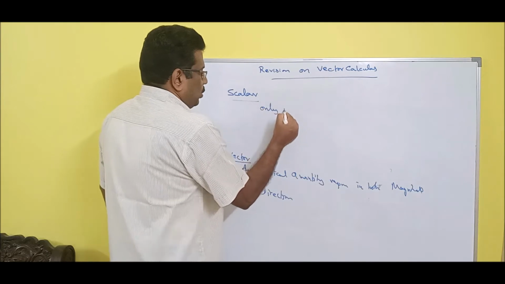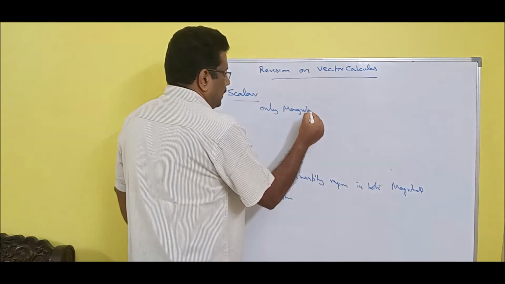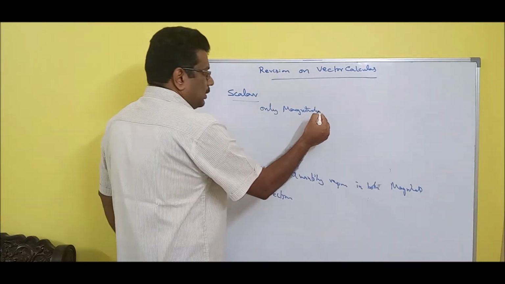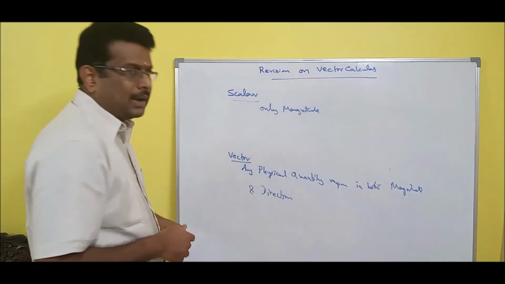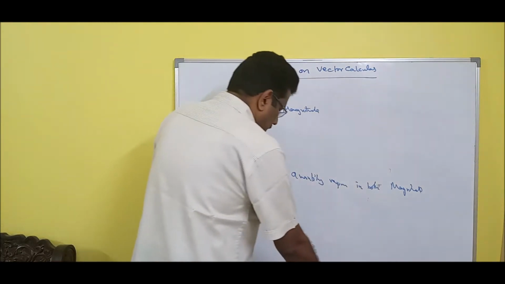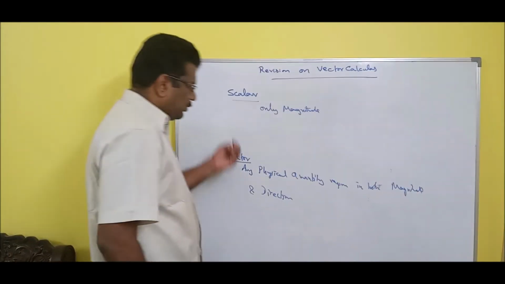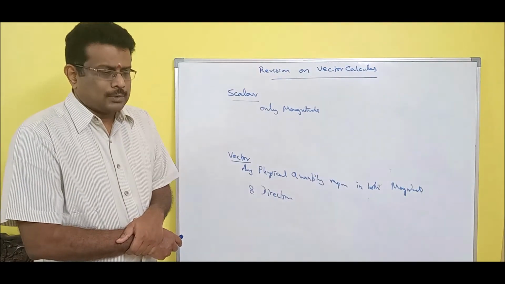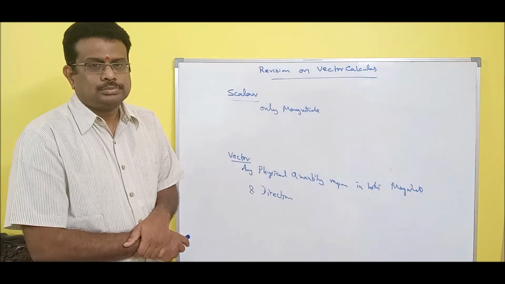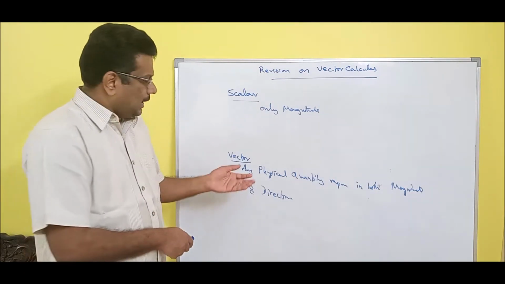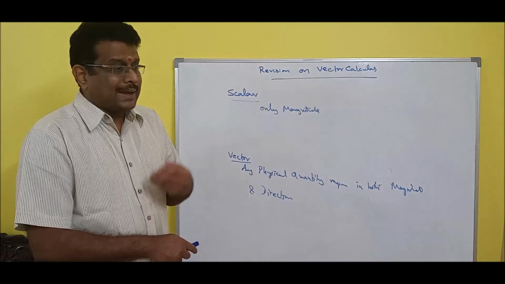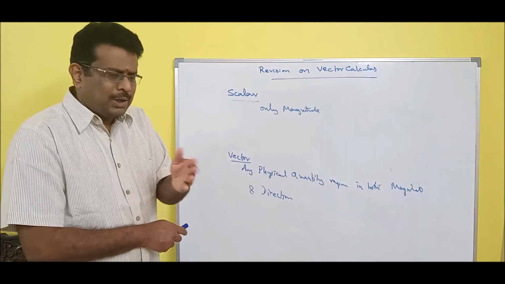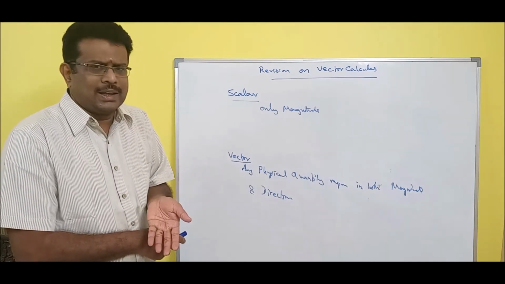Scalar means only magnitude, vector means both magnitude and direction. So usually if you ask for an example for scalar, people used to say weight, temperature. Example for vector, acceleration, velocity. Good, perfect. But you are in electromagnetic waves, you are in engineering. Tell our own example.